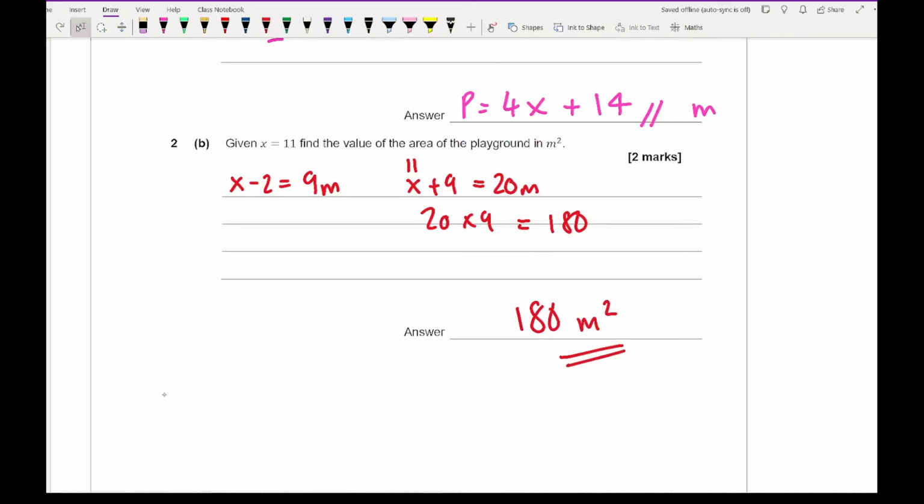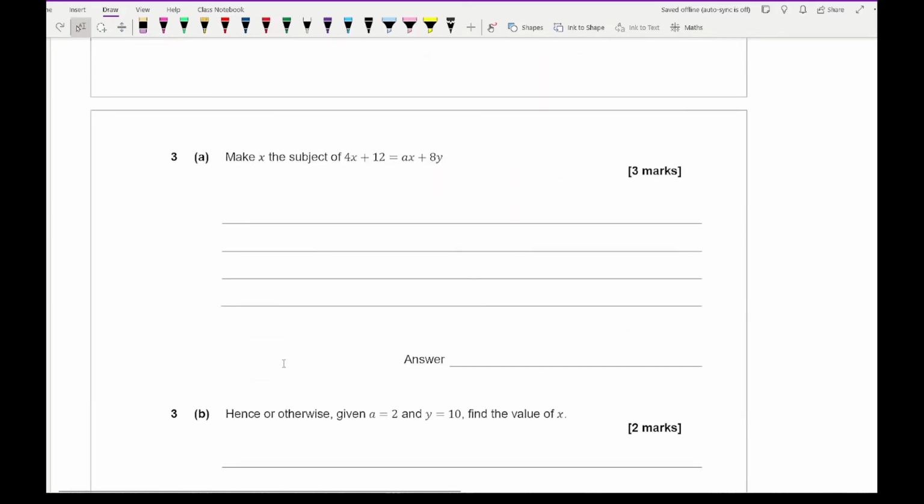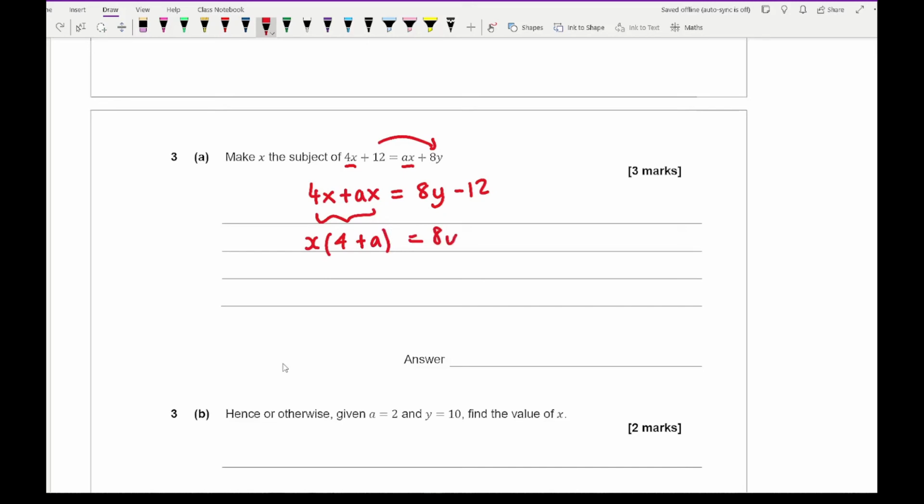That's in meters squared. Then moving on to our last question, we're rearranging formulae, and it says make x the subject. Again, what we want to do is get all our x's onto one side. So I've got 4x plus ax equals 8y minus 12, taking the 12 over to the other side as well. Then I want to factorize this, so I've got x times 4 plus a equals 8y minus 12, and then we take this bracket over to the other side by dividing. So x equals 8y minus 12 over 4 plus a.